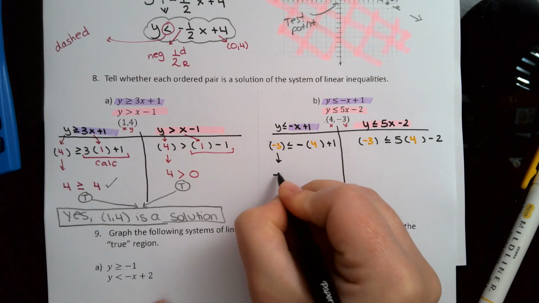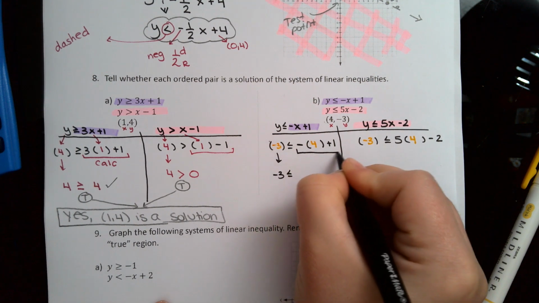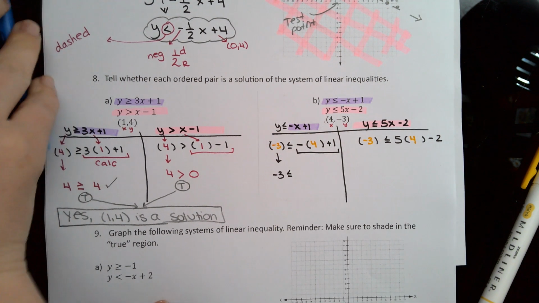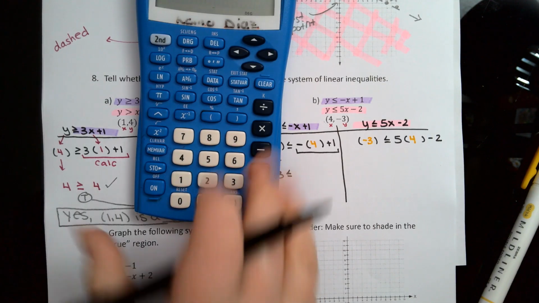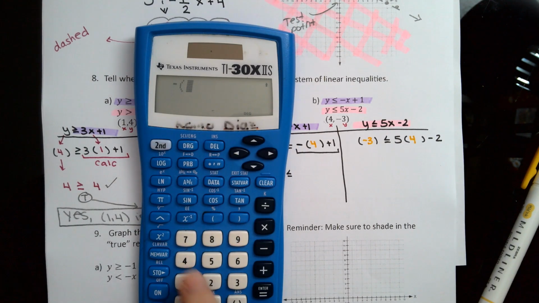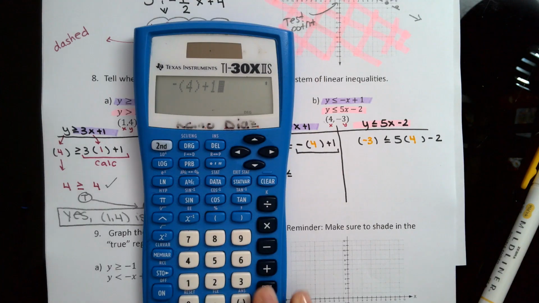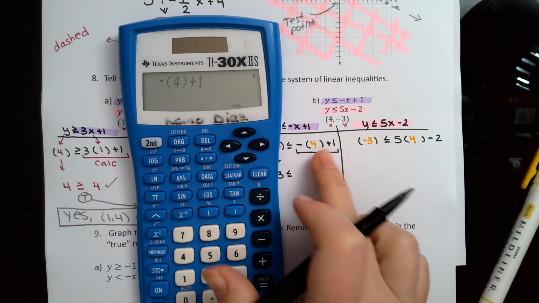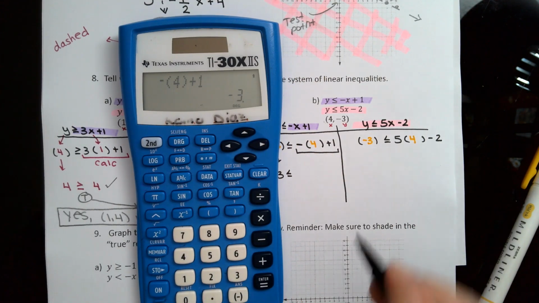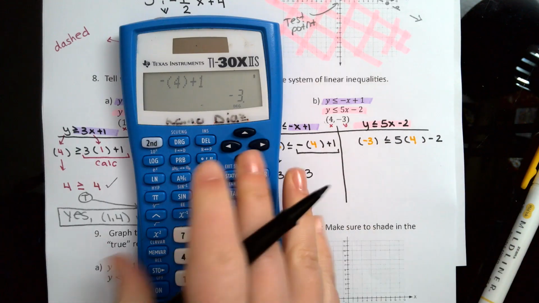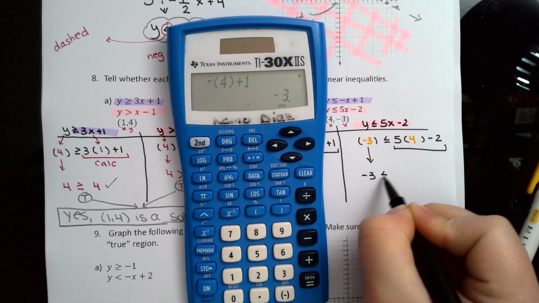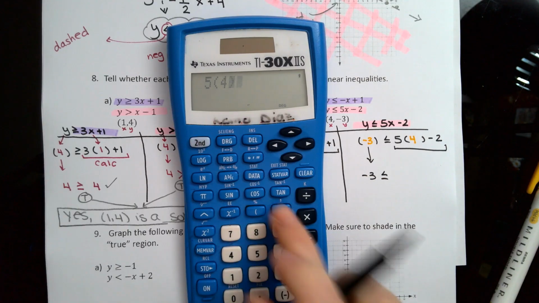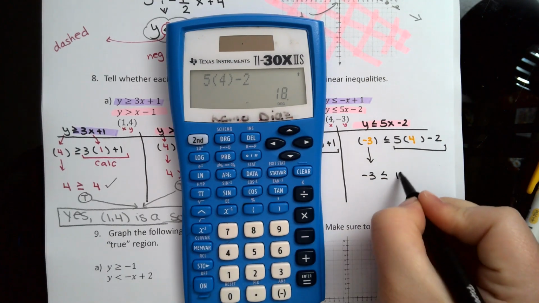Alrighty, bring down the negative 3, less than or equal to, and type this into the calculator. Be careful when you type this in. You're going to use the negative button down below, then open parentheses, close it, plus 1. It should look exactly the same as you have it with the parentheses. And this is negative 3. Here, copy it down. And we get 5, open 4, close it, minus 2, 18.